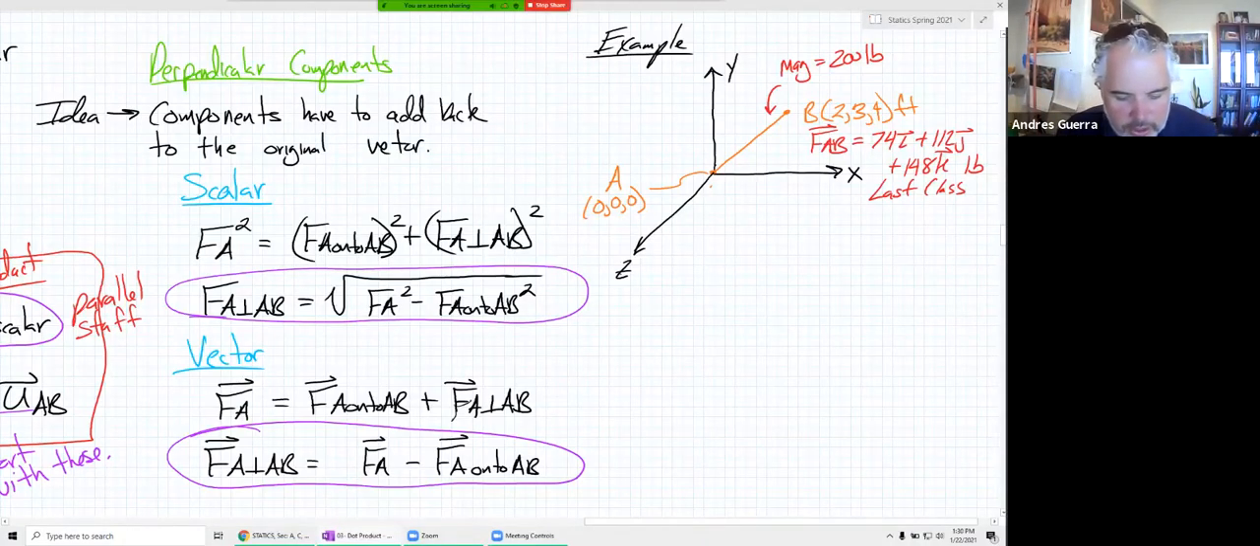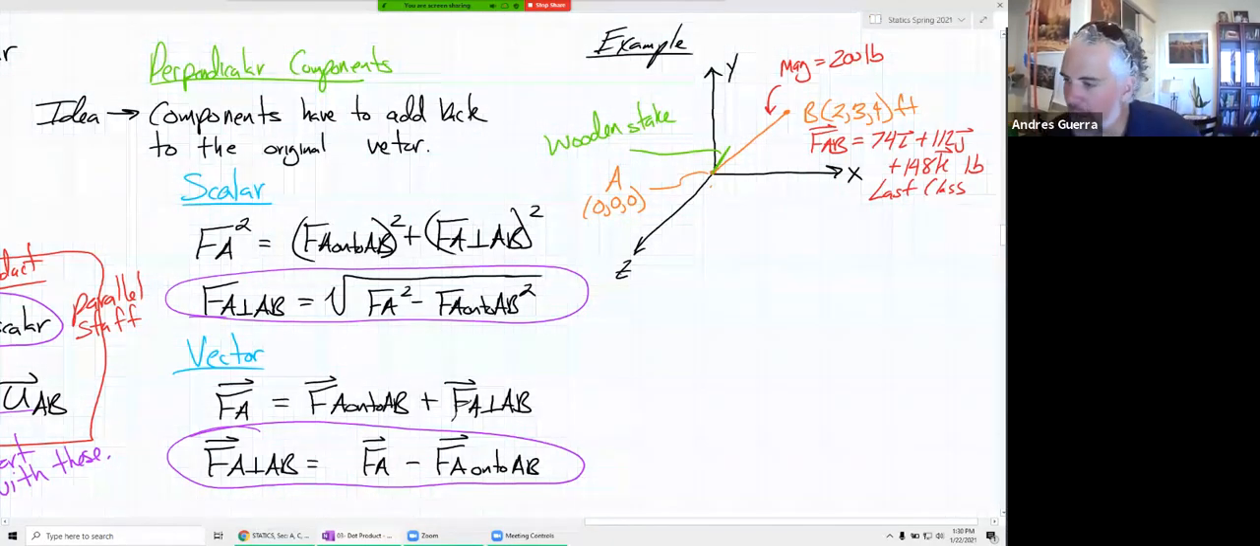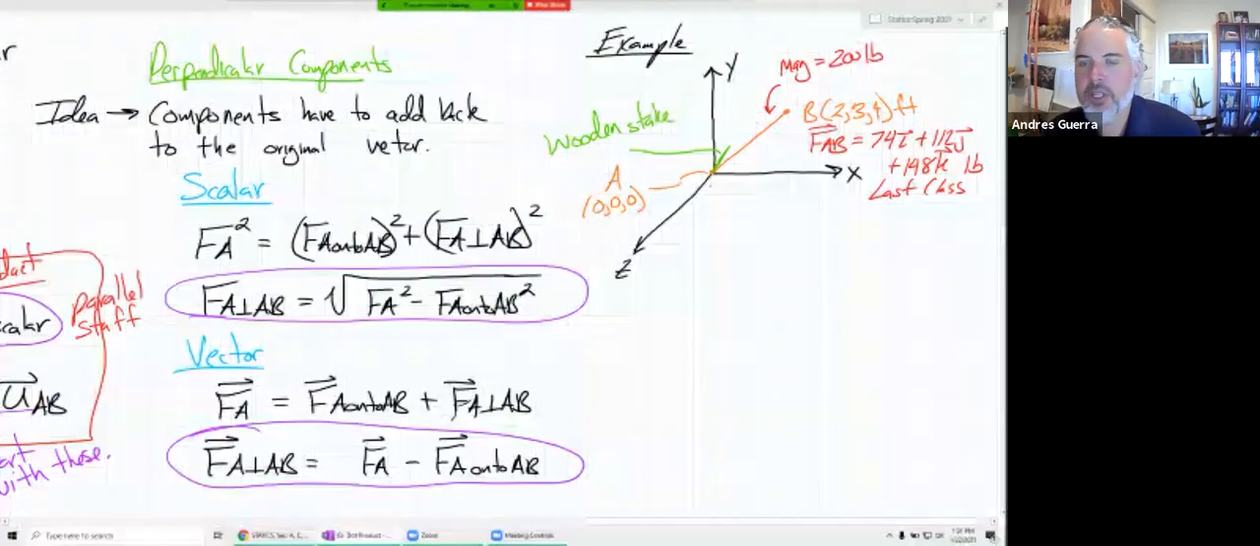But what we're going to use the dot product for is we're going to try to figure out, okay, if I have this wooden stake that's right here, then I want to know how much of that 200 pounds is actually going along that wooden stake. So I want to find the parallel components, and I want to find the perpendicular components, so that I know, like, okay, maybe it can hold 100 pounds, or it can hold 115 pounds or something like that. And I say, well, how much force is actually acting on that thing right there?